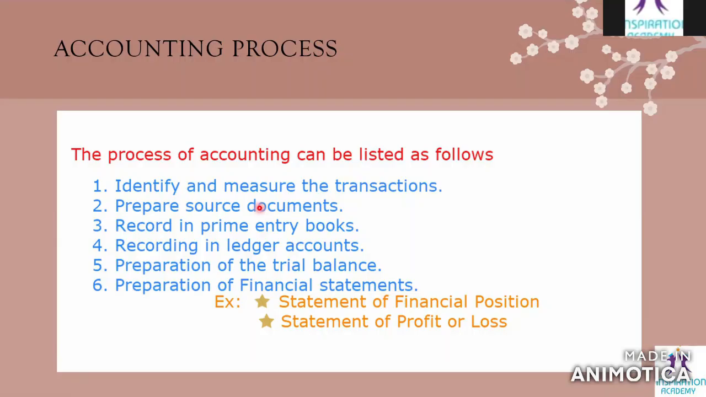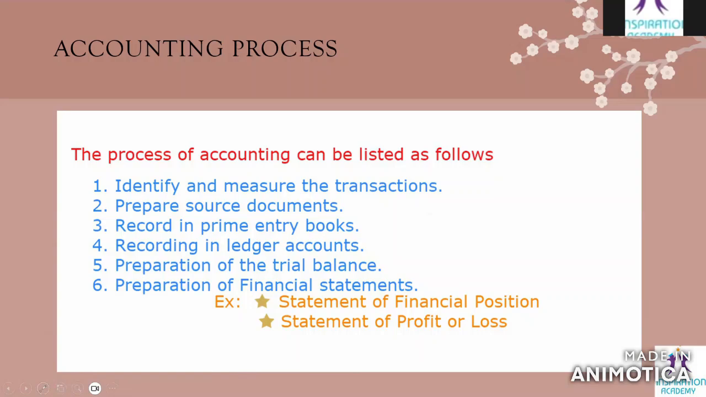And a trial balance is prepared as a summary of the ledger accounts. And then from the trial balance only, we prepare the financial statements, for example, the statement of financial position and the profit or loss statement. So first we record in the source documents, and then from the source documents, we take the relevant details and record them in the relevant prime entry book.